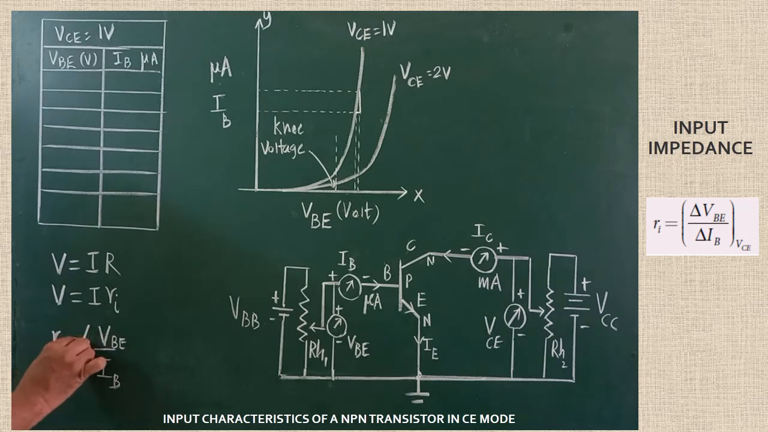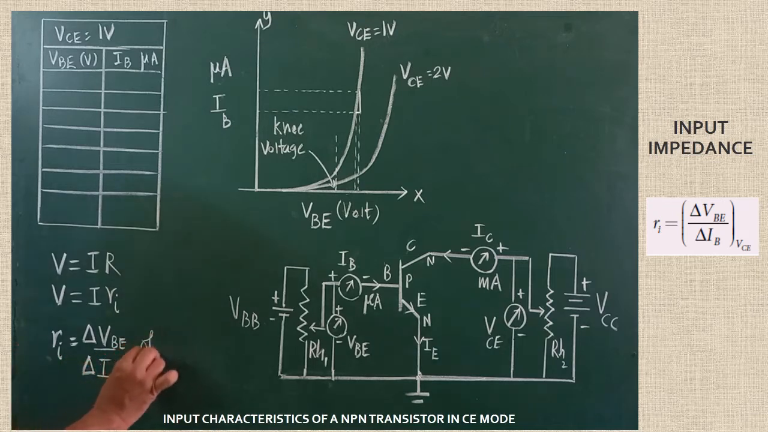Here, in the numerator, we have to write the del symbol. Del is for difference in. Del VBE gives you the difference in VBE, and del IB is called the difference in base current. So this is the required formula to find out the input impedance. Are you clear? Ri is equal to del VBE divided by del IB is the formula. Since it is impedance, it's a kind of resistance. This must be written in terms of ohm.